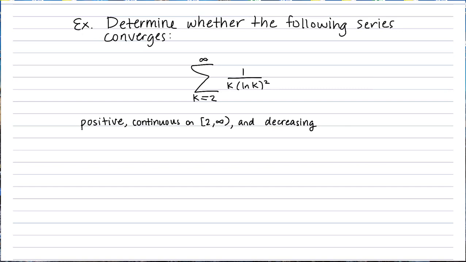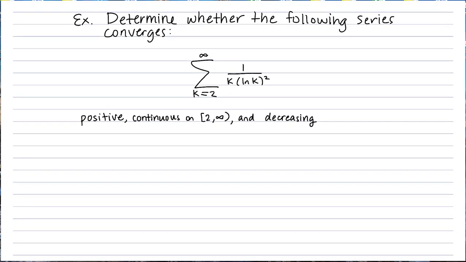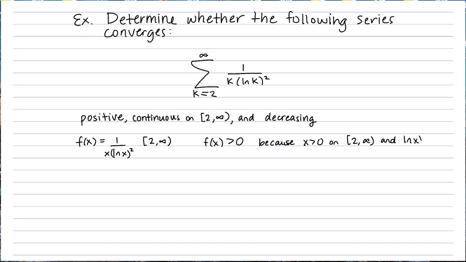So when we are looking at whether the function is positive, the function that we're looking at is f of x equals 1 over x (ln x) squared, and we need to know, is it positive on 2 to infinity? Okay, f of x is going to be greater than 0 because x, the bottom factor in the denominator, is greater than 0 on 2 to infinity, and (ln x) squared, because it's squared, is always going to be greater than 0 on 2 to infinity. Okay, and the numerator is a constant 1, so obviously if we have a positive number in the numerator and a positive number in the denominator, then the ratio will be positive. Okay, so we've explained that it's positive.